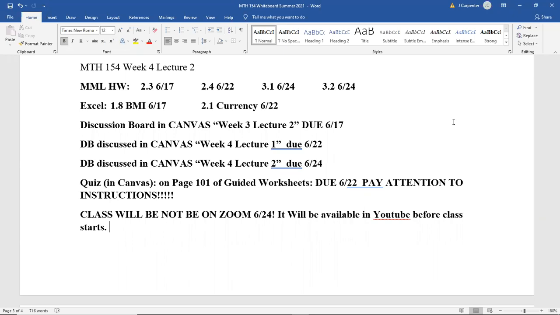For Excel, we've got the 1.8 BMI due today. Then we've got the currency file due in 5 days on the 22nd. Fair warning, the next one is going to be 2.4 CPI. I'm probably going to do a super quick memo about that one at the start of next class, just to clear one or two things up, but I'm not even assigning it yet, so I don't want to mention that yet. It would be confusing.